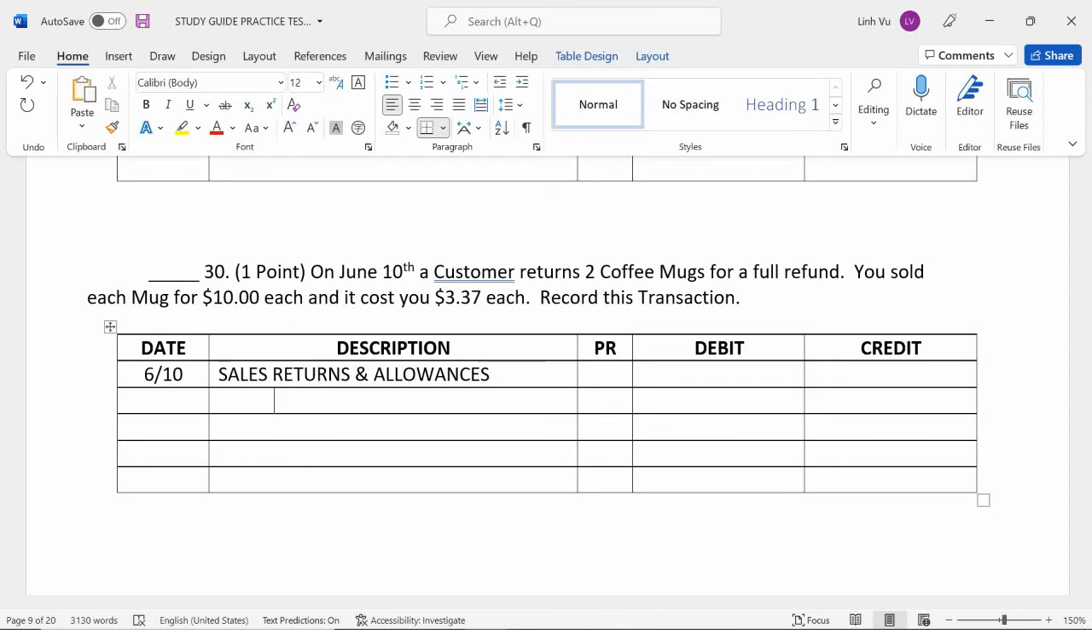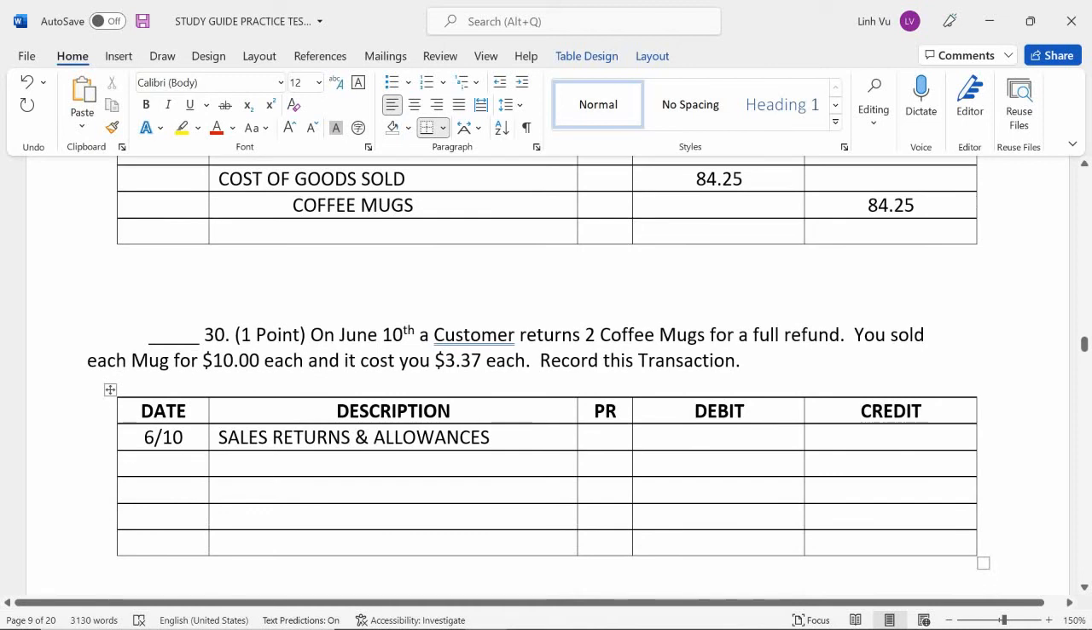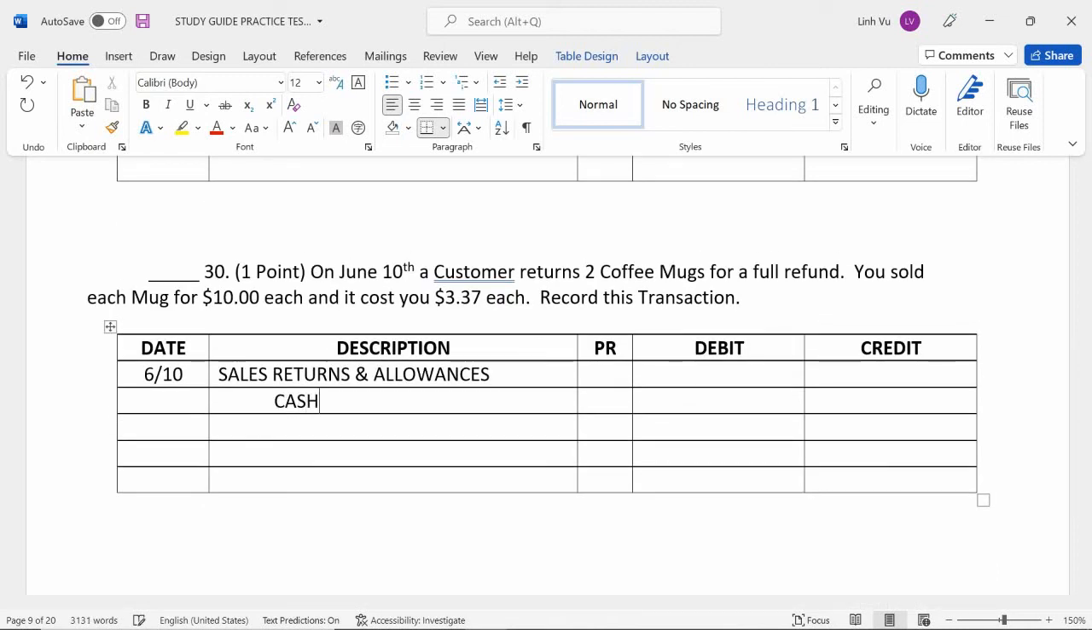How am I going to give back the money to the customer? Accounts payable. Not accounts payable. They didn't owe me money, or I don't owe them money. That's what accounts payable is. How did they purchase it in the first place? Oh, cash. Good. So that's why I'm going to give them back their cash. Right? So if I sold 2 coffee mugs at $10 each, how much is their total refund? $20, right? Good. 10 times 2, no sales tax, so $20.